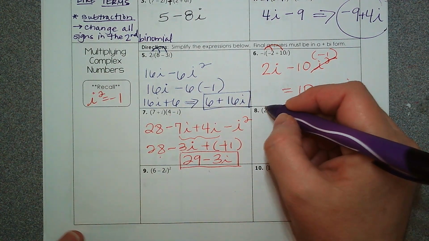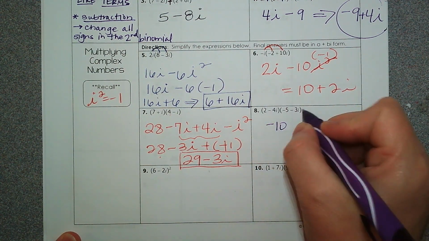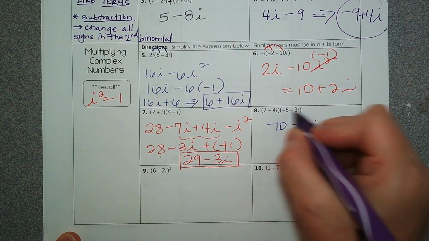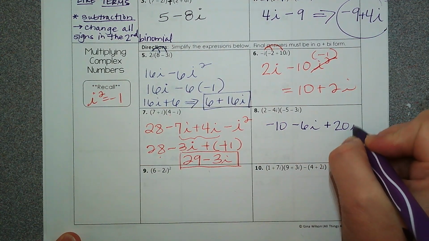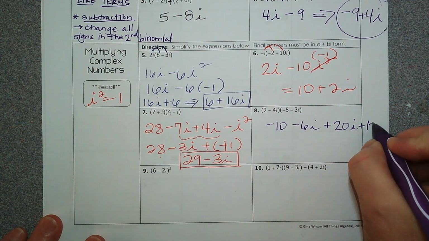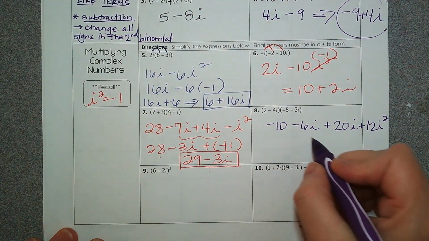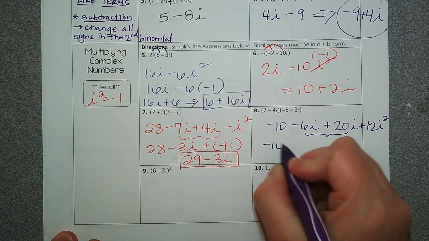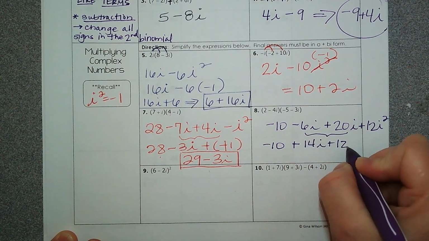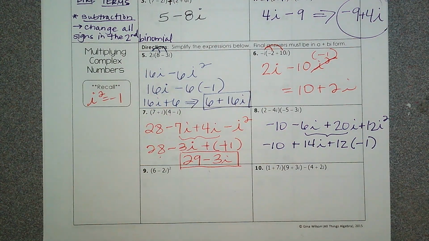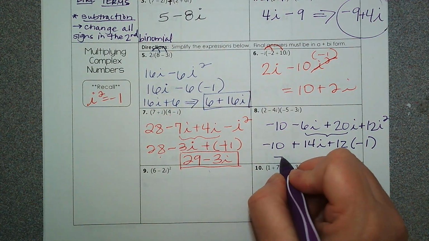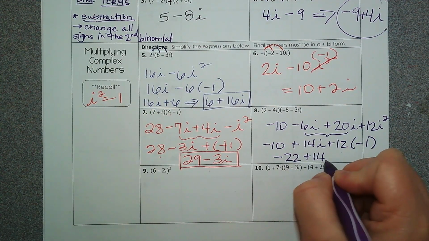Number 8, 2 times -5, 2 times -3i, -4i times -5 is plus 20i, -4i times -3i is plus 12i squared. Combine like terms. Put -1 in place of i squared. So that's going to be -12 minus 10 is -22 plus 14i.